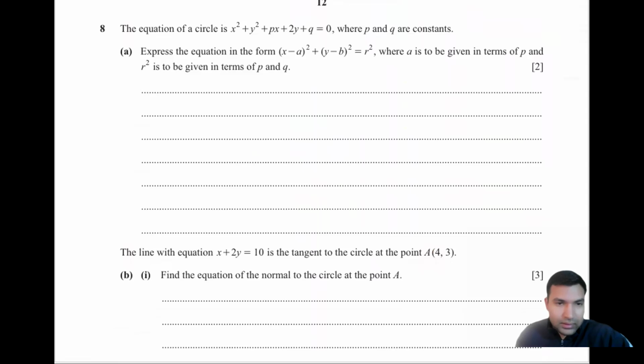which is from circles. So let's see question 8. It says the equation of a circle is x squared plus y squared plus px plus 2y plus q equal to 0, where q and p are constants. Express the equation in the form (x minus a) whole squared plus (y minus b) whole squared equal to r squared, which is the standard equation of a circle, where a is to be given in terms of p and r squared is to be given in terms of p and q, right?